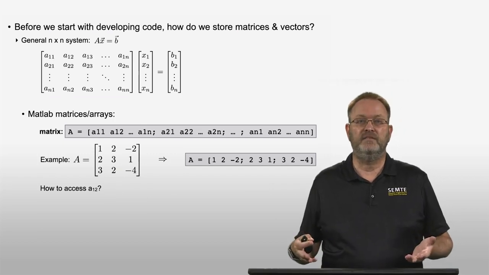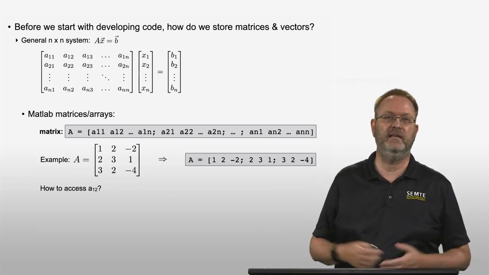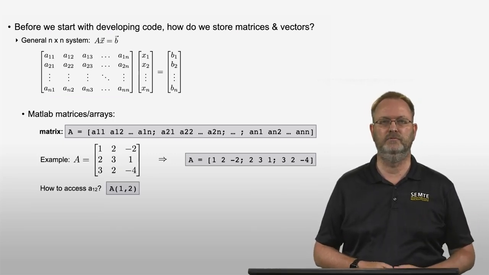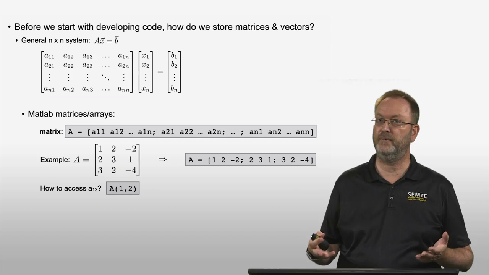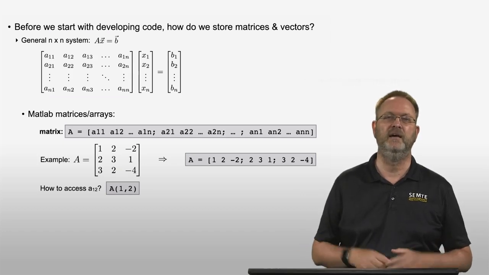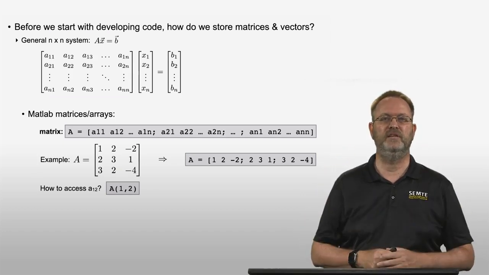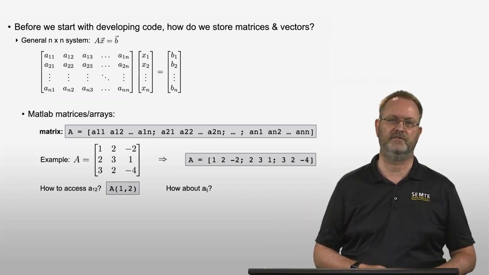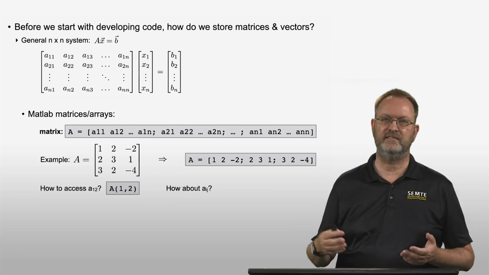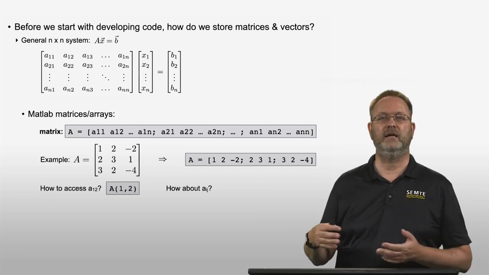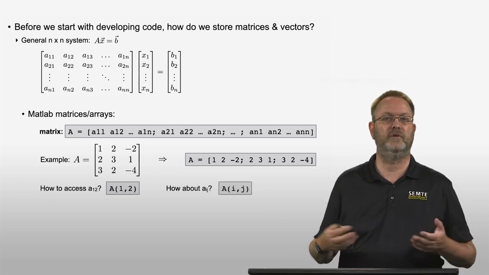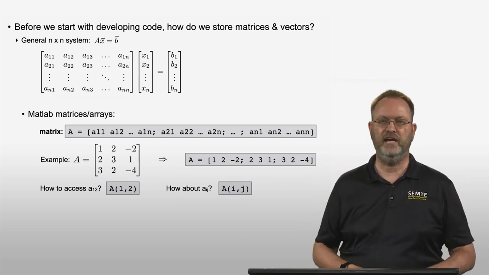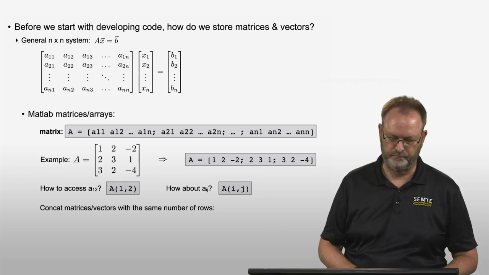How do I access the entry in the matrix A that's in row number 1, column number 2? Well, all we need to do is use the variable name, in our example uppercase A, write round parentheses, and then the first index, comma, followed by the second index. How about if I wanted to access the row i, column j entry? Then I would write uppercase A, round parentheses, i, comma, j to access that entry.